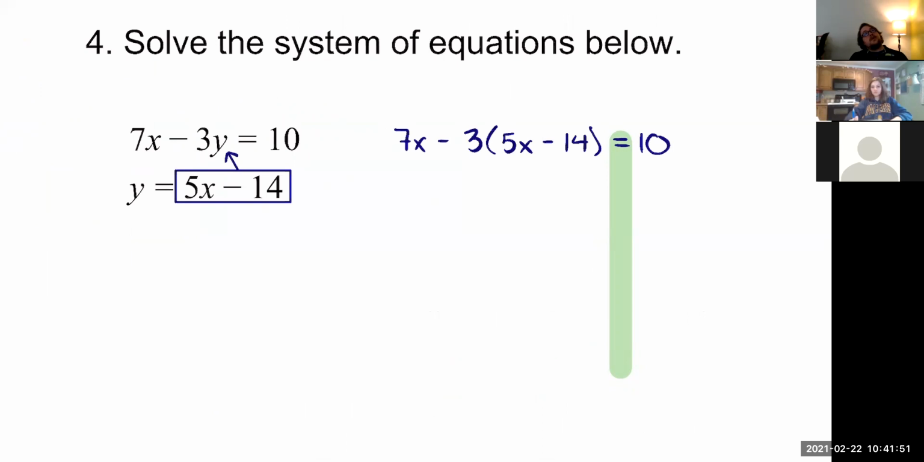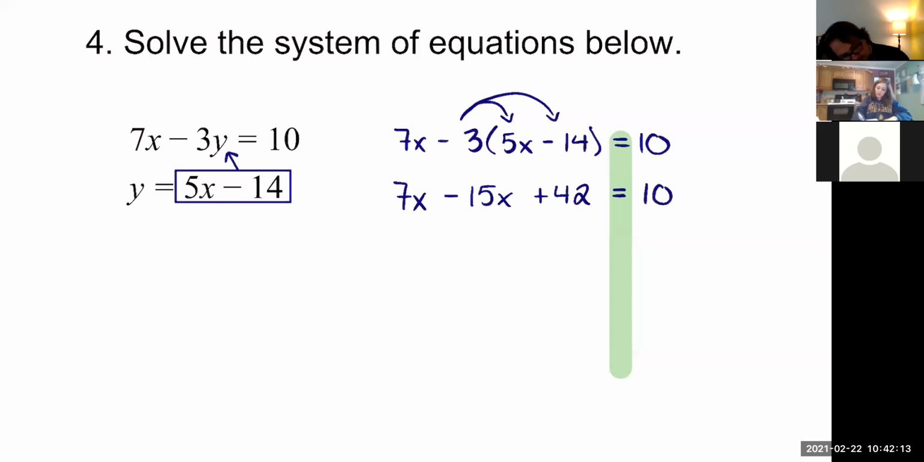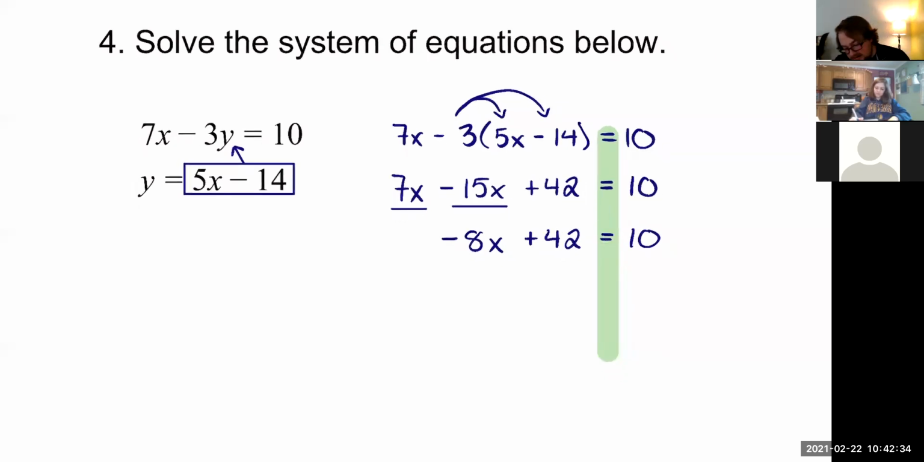How are we going to solve that first? Parentheses first. So we're going to distribute. 7x falls down. Negative 3 times 5x gives me a negative 15x. Negative 3 times negative 14 gives me a positive 42. Is equal to 10. After parentheses comes combine like terms. In this case, we got the 7x and the negative 15x, which gives us a negative 8x plus 42 equals 10. And then we're just trying to get that variable by itself.